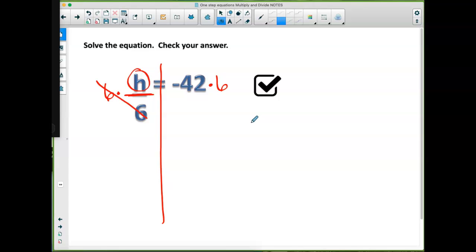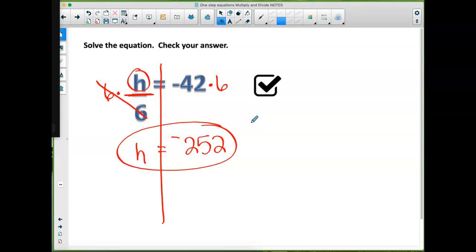Okay, I can cross off the 6's on the left. I have h. Here's where we might need a calculator, right? I don't know. Some of us can probably do that in our head. Some of us may say, no, calculator's going to be way easier. 6 times 42 is 252, but don't forget the negative sign. I have a feeling on our homework that's where some of us are going to make mistakes. You're going to forget the negative sign. So here's our answer. And then we have to do the check.